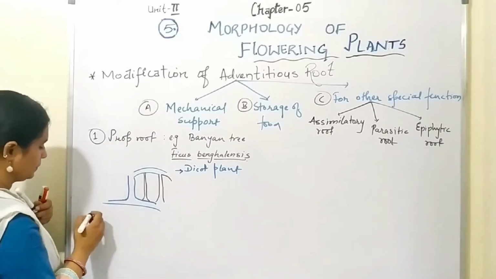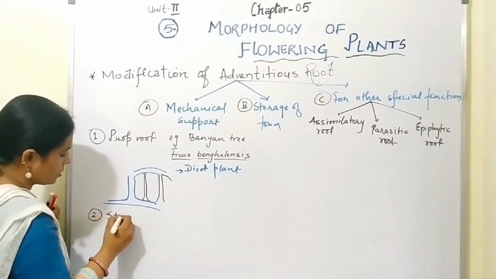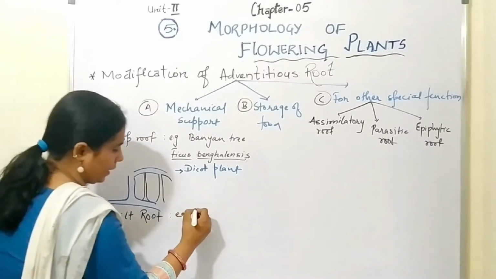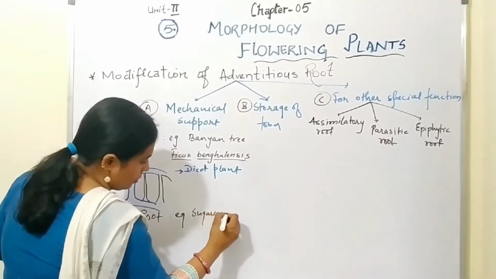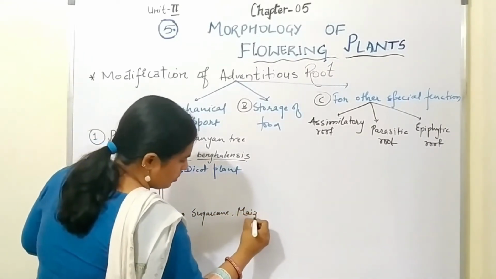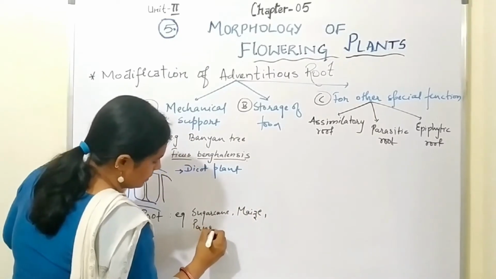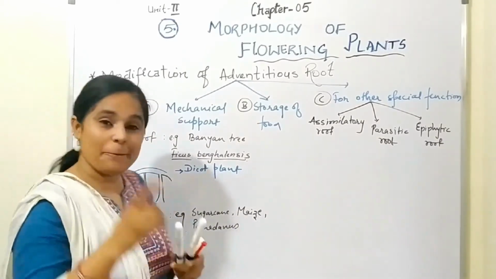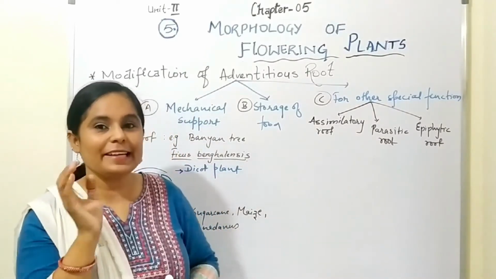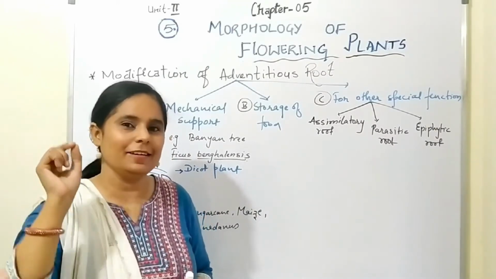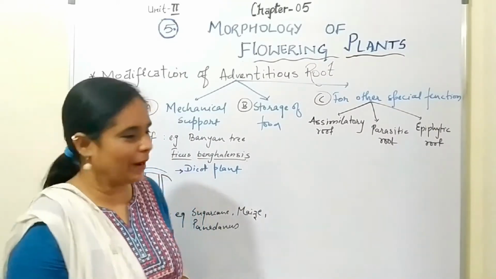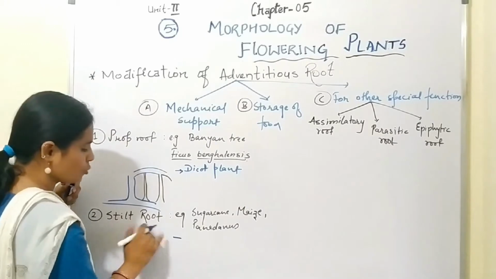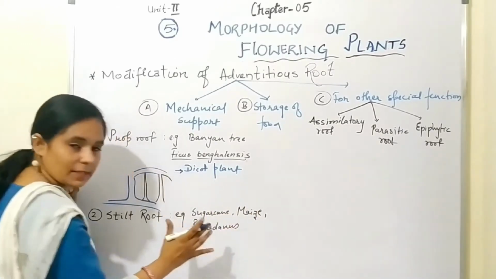Now the next is stilt root. You will see this in sugarcane and maize and pandanus. Let me remind you, pandanus is that plant in which you will see multi-layered root cap. So just a reminder, in this kind of plants, first of all, you will see stilt root in case of monocot. These all plants are monocot.